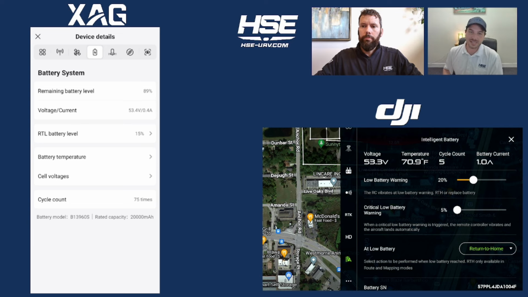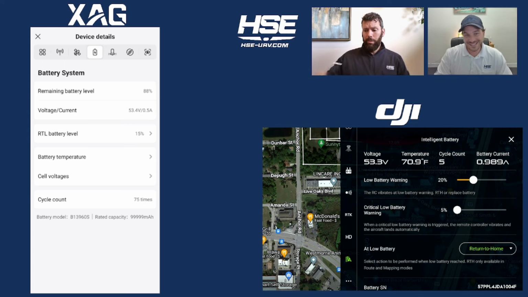The DJI system, for lack of a better word, is not very intelligent in its low battery measurement. It's pretty dumb. What it does is when it gets to 20%, it triggers the return to home failsafe, which by the way, by default from the factory is not enabled. It'll just keep hovering or keep flying until it reaches a critical level and then land. That's another story. That's extra dumb.